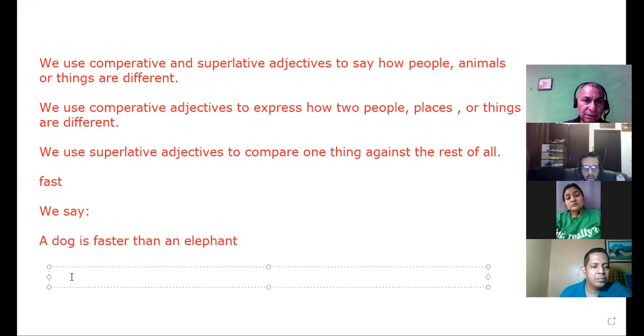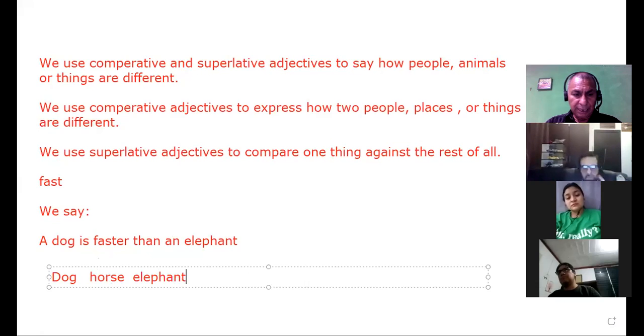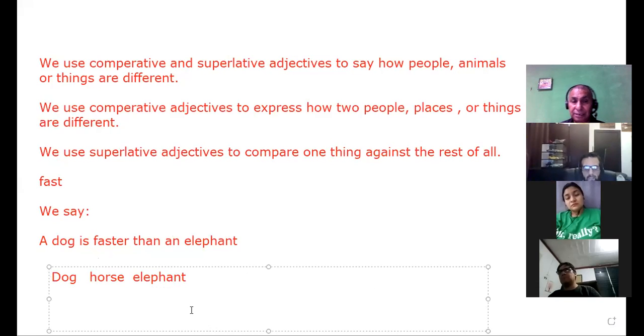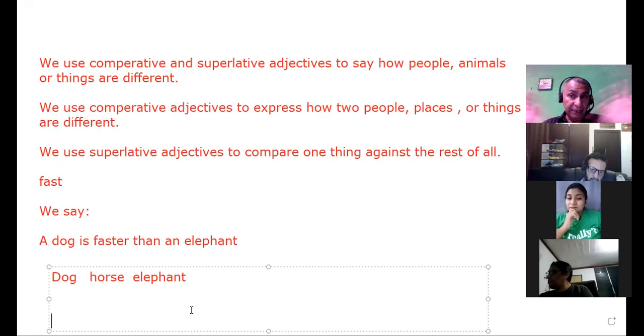So if we have, I'm going to write down, a dog, a horse, an elephant. And I want to say, which one is faster between the dog and the elephant. So if I'm comparing two animals, I will say that a dog is faster than an elephant. And do you agree with me, Cristian Muñoz? Yes, a dog is faster than an elephant. So that would be comparing two animals against each other. We use the word faster and the word than to compare two things. Are we okay with that? It's just an example. Then I'm going to give you a better explanation about what we're doing.